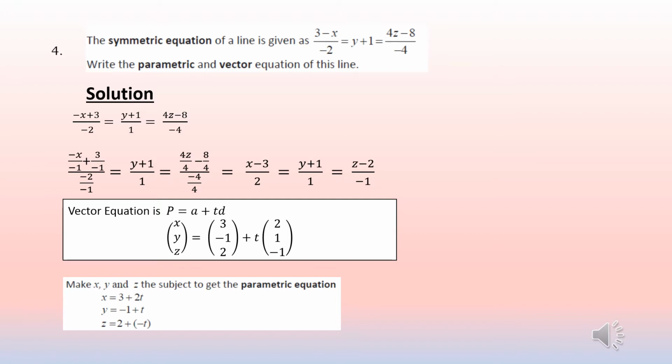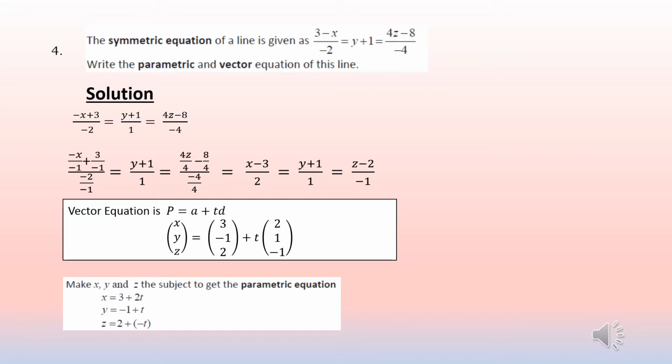In order to write the symmetric equation into parametric and vector equation, we have to ensure that the coefficients of x, y, and z is 1. So looking at the first fraction, we have negative x. In order to get positive x, we have to divide every element of the first fraction by negative 1. So negative x divided by negative 1, plus 3 divided by negative 1, plus negative 2 divided by negative 1.